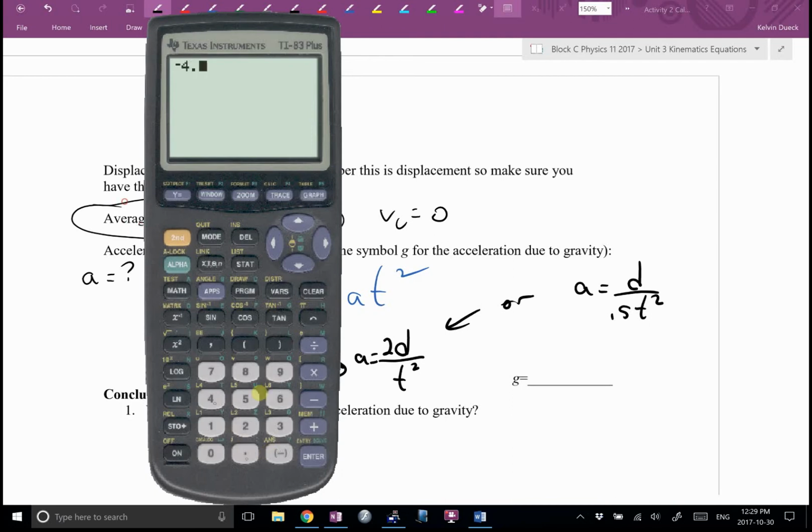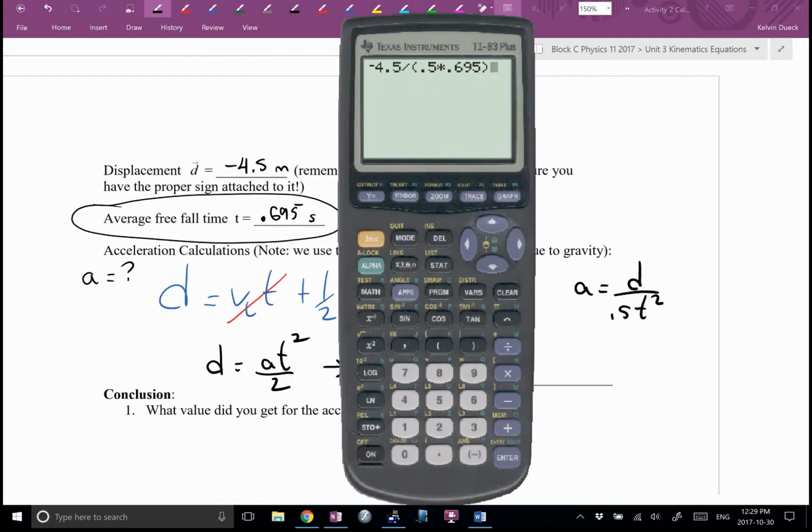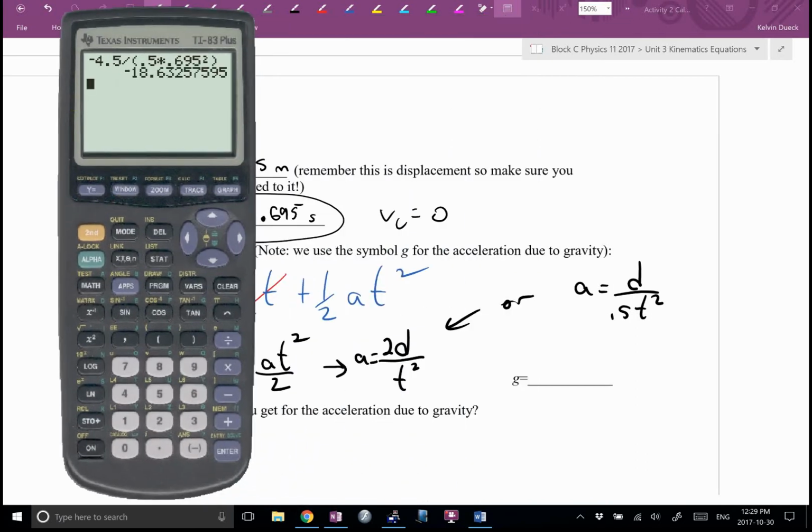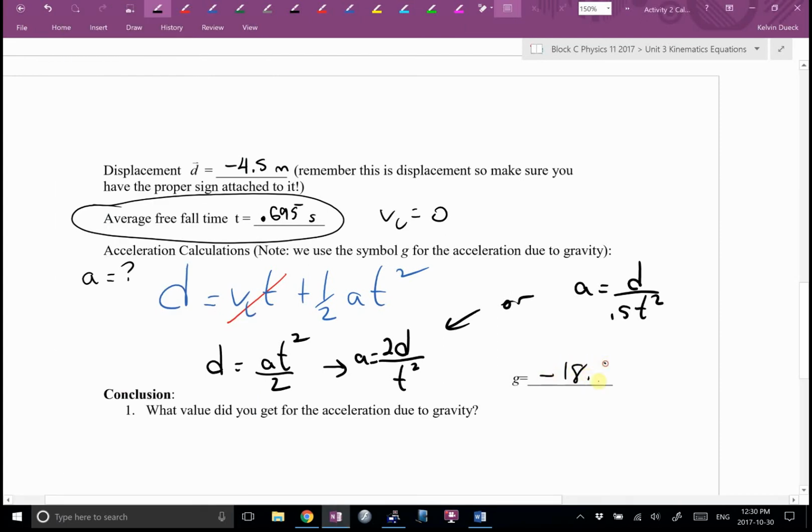So negative 4.5 divided by bracket 0.5 times 0.695. Is that what you said your time was? Oh, wait a minute. It's t squared. Square the time, but not the 0.5. More than one thing in the bottom, that's if I use that version. The other version is 2 times d divided by t squared. So you got negative 18.6. We'll go to 3 sig figs. Even that's honestly way too much, and I'll talk about why in a second. Negative 18.6 meters per second squared.